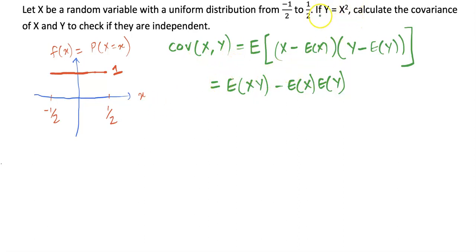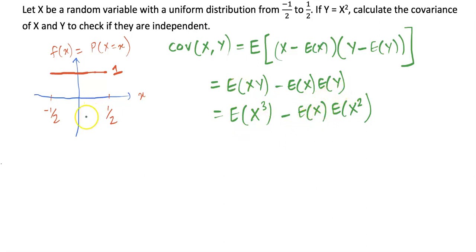And so we know what y is. Y is the square of x. So we could simplify this to the expected value of x times the square of x, so that's x cubed, minus the expectation of x times the expectation of x squared. So we have the distribution of x. As of now, we don't know the distribution of x squared or the distribution of x cubed. But let's calculate the expected value of x, just so that we can plug that in here and simplify the equation a little bit.